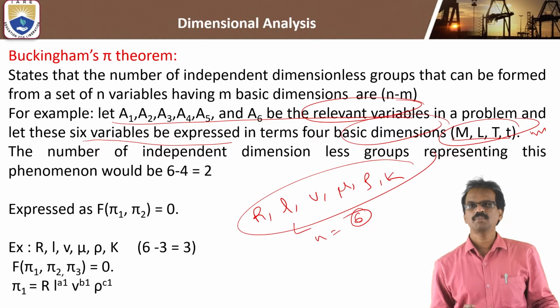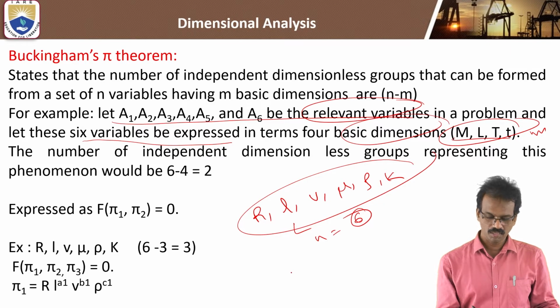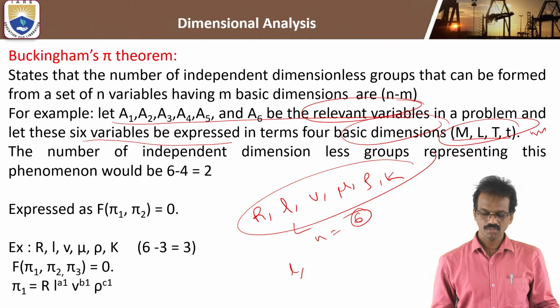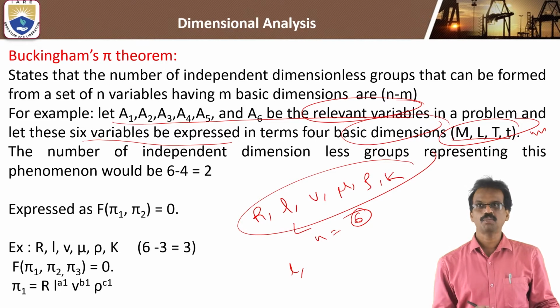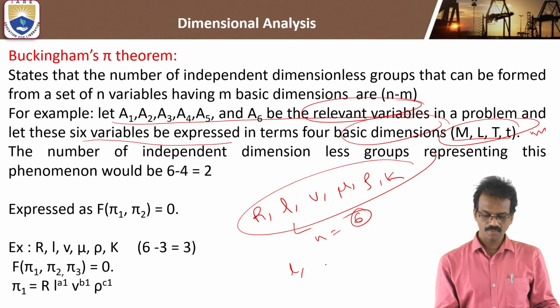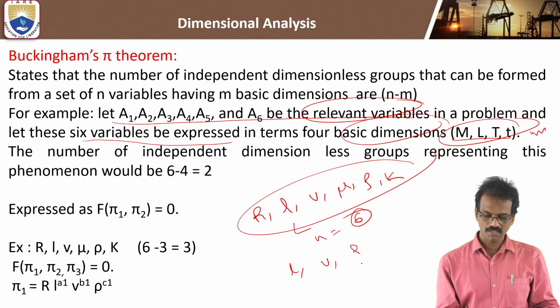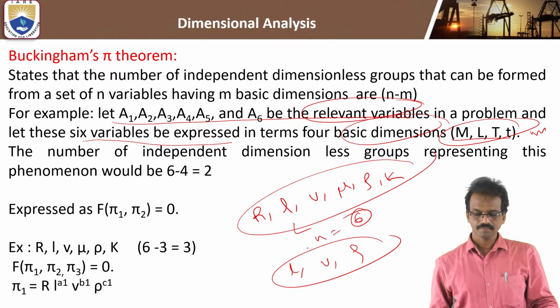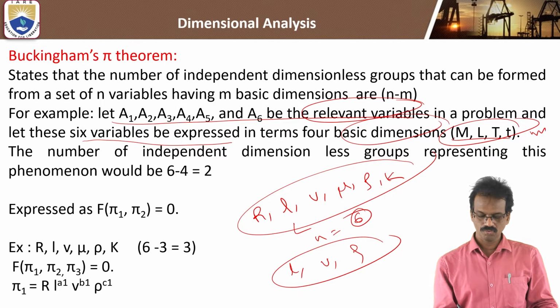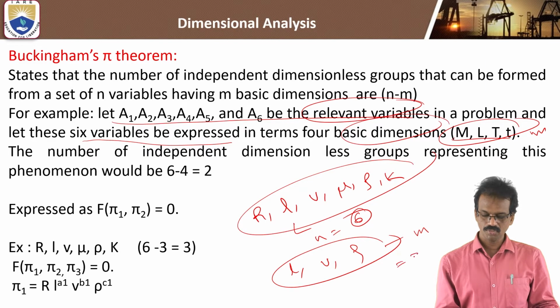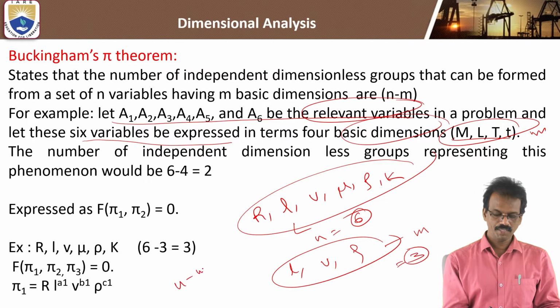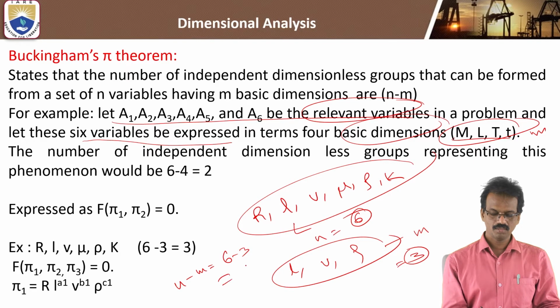basic dimensions. Length, that is based upon the geometry. Then velocity, based upon the velocity. And the third one is the flow property, that is the density. So these three we are taking as the basic dimensions, so m is equal to 3. So n is equal to 6, m is equal to 3. Next, n minus m is equal to 6 minus 3 is equal to 3.